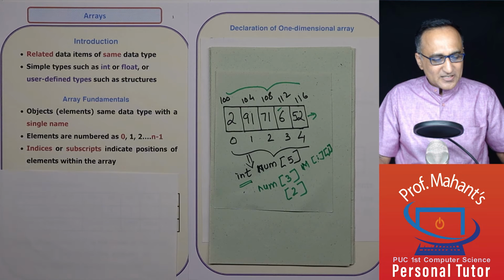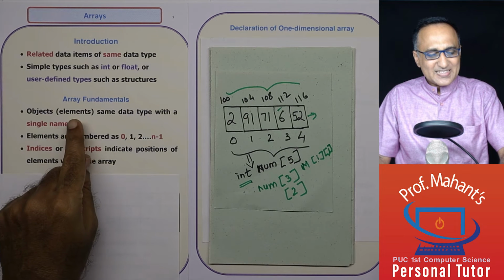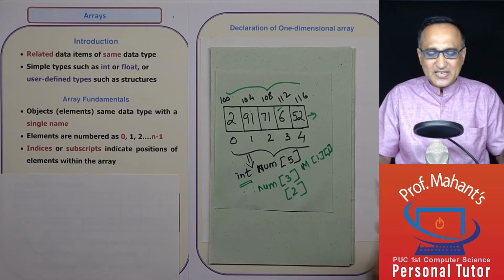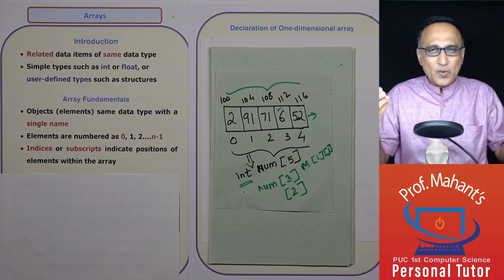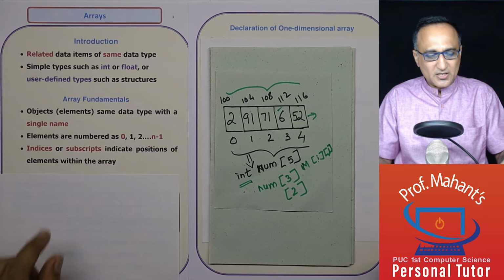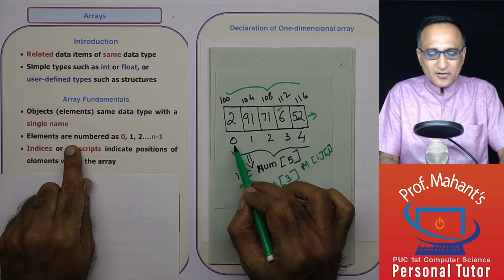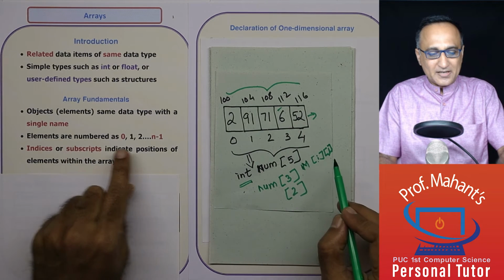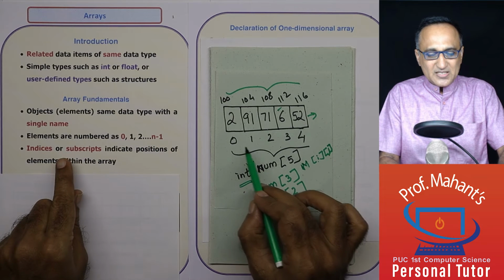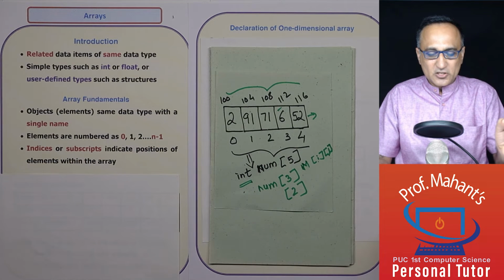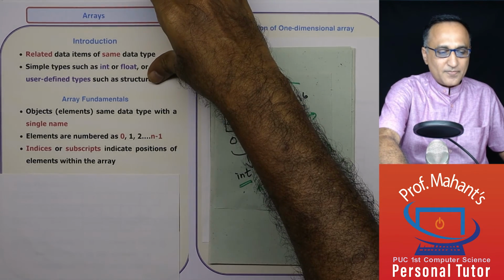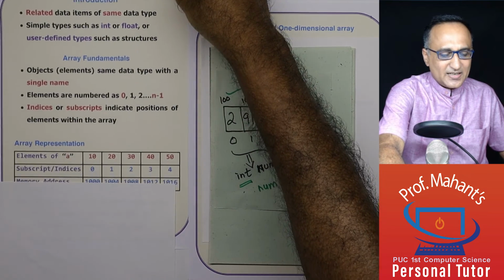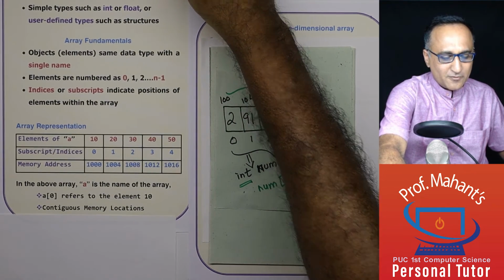Now, first, to refresh, arrays are objects or elements of the same data type. All of them of the same data type. These are all objects. Values, memory locations, numbers, variables, constants are all known as objects. They are referred from the 0th position on to the nth minus 1th position. Using these 0, 1, 2, 3 known as indices or subscripts, we can get the value, or we can refer to that particular position. Now, to give you a better understanding, let's take one more example of representation of an array.